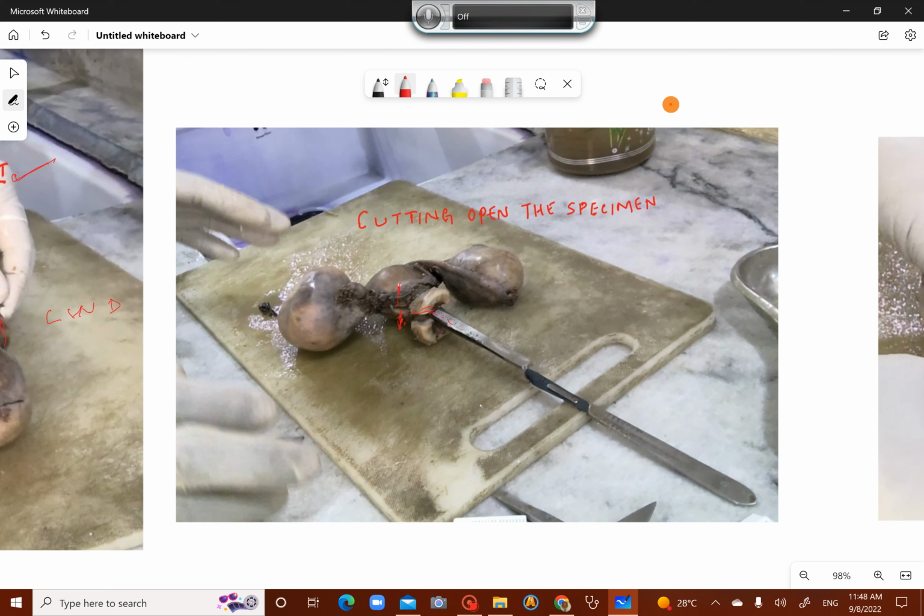So similarly, when you want to open up the ovaries, you will again split the ovaries into 2 parts and see the contents. The important thing is cutting the specimen properly so that you do not injure it. If there is any pathology inside, you do not unnecessarily injure too much of the tissue inside the cavities.